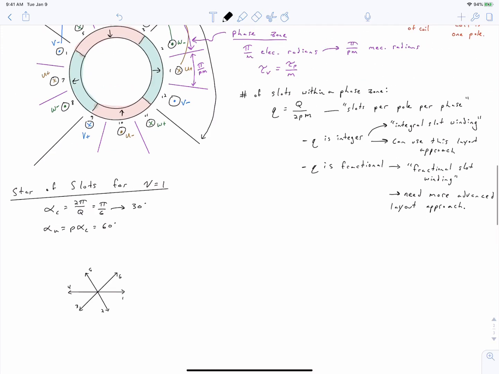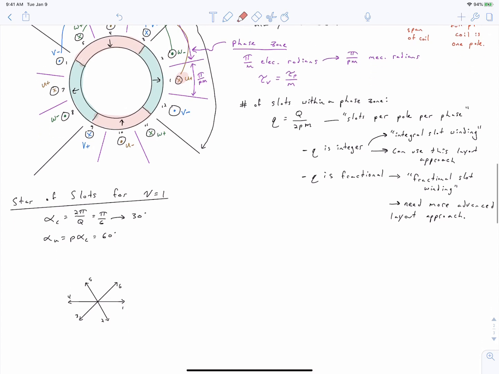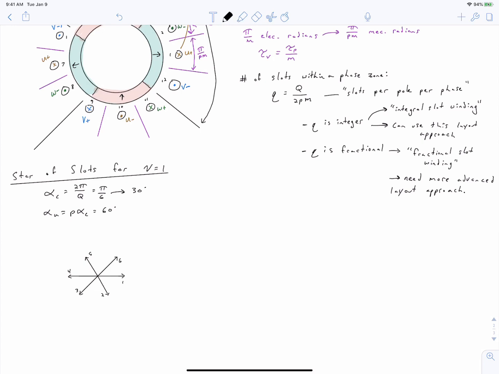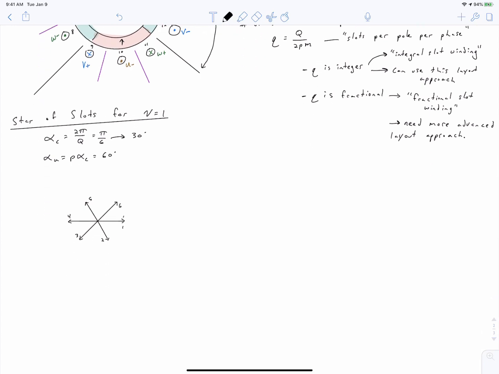And so again, I'm just drawing the phasors for this slot right here, this slot right here, slot 3 over here, and so on and so forth. So you can see that after I get to slot 6, I've completed 360 degrees electrical, and then moving on to slot 7 through 12, I go around the loop again.